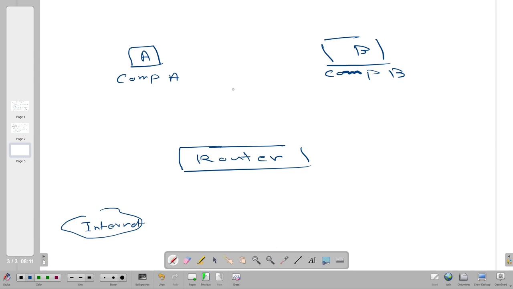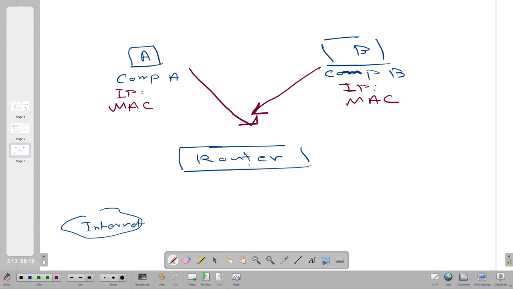All right, now let's discuss the role of IPs and MACs in this scenario. So, say we have two devices on the network, computer A and computer B, and we have the router. Computer A has an IP and a MAC address, as well as here we have an IP and a MAC address. Now, when devices are connected to the router, they will be assigned an IP address. So the router will assign IP addresses to both computer A and computer B. So let's take an example. An IP address for computer B would be 192.168.1.5. And now on computer A, 192.168.1.7.